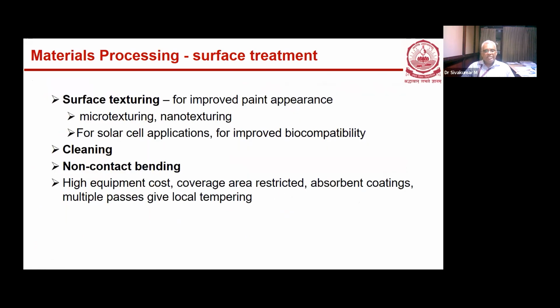And also surface texturing. You can texture the surface; even the car industry and others are using lasers to texture surfaces. If you texture the surface, it can be useful for several applications, for example solar cells. For a solar cell, you have to trap more solar radiation on the cell. How to do that? You can texture the solar cell surface by micro-size texturing or nano texturing, so that more light can be trapped.